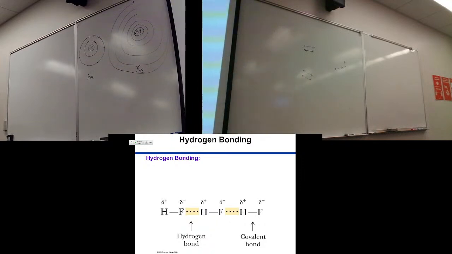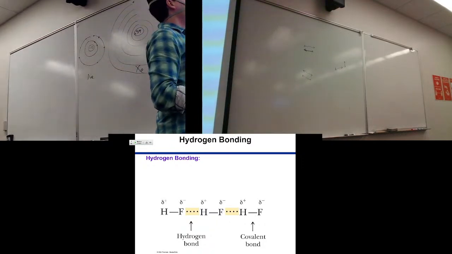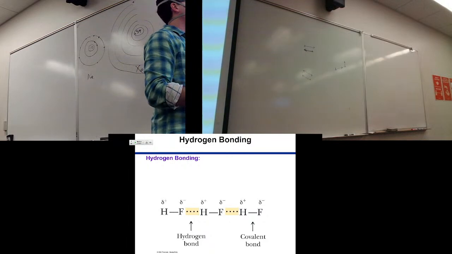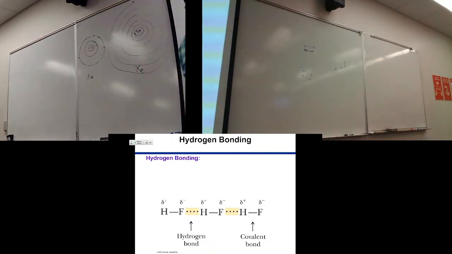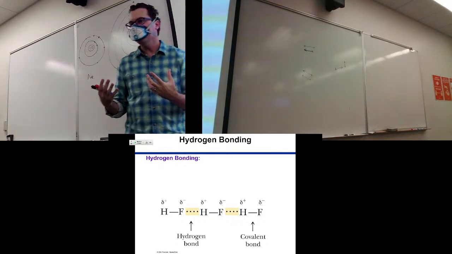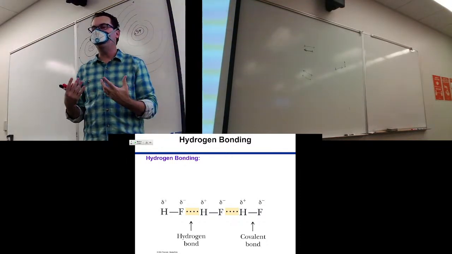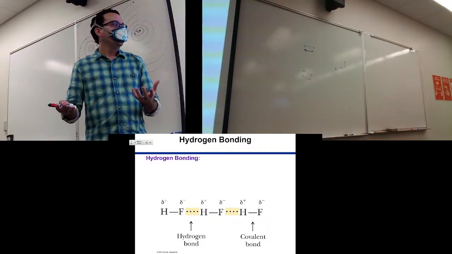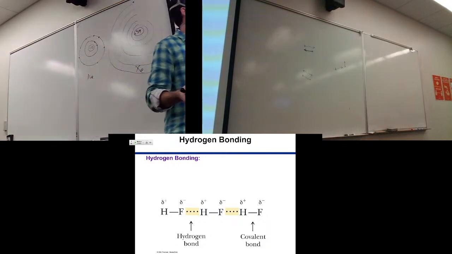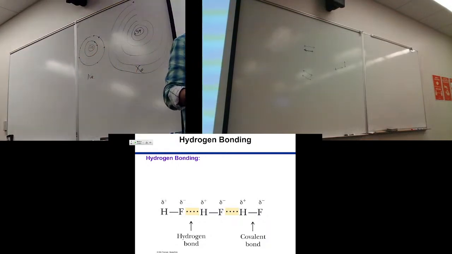So here is HF, the molecule, and it's a polar bond. It's got a dipole moment. This fluorine is partially negative. It'll interact with the partial positive of another HF molecule. But this interaction is so strong, much stronger than regular dipole-dipole interactions, that we call it a hydrogen bond. Okay? So that is an intermolecular force called the hydrogen bond.